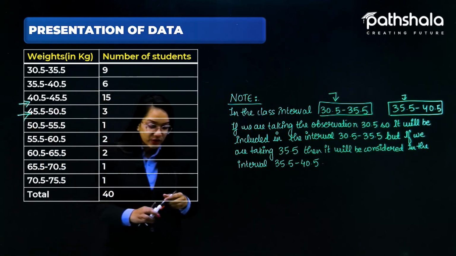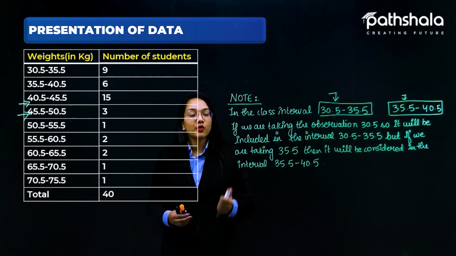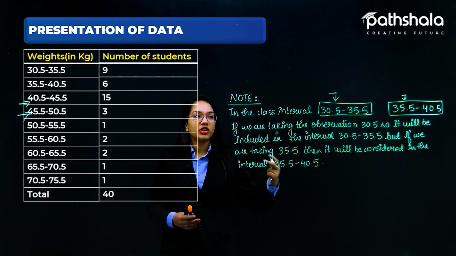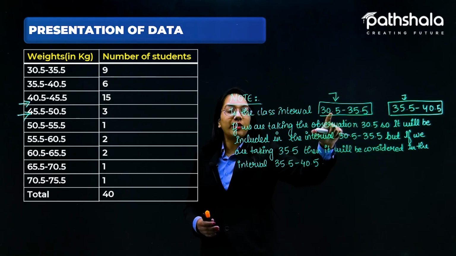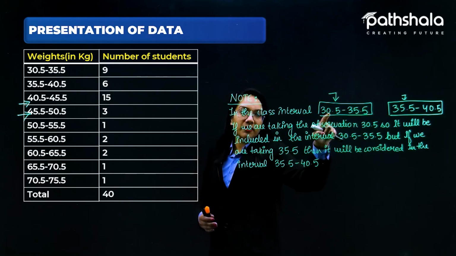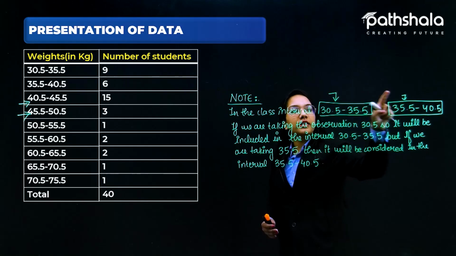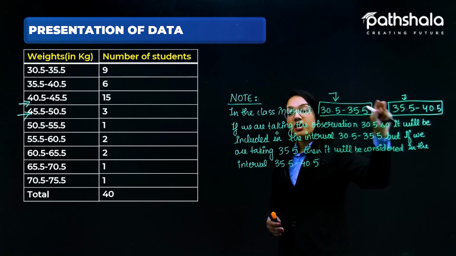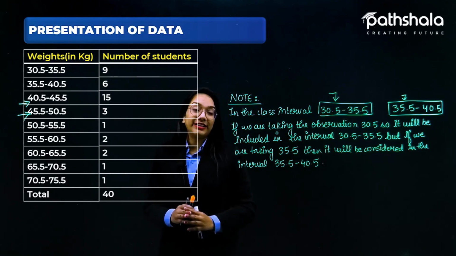This is a very special note related to this presentation of data. Always remember this note, that whenever we have such an observation, the lower limit, 30.5, should be considered in this interval only. The upper limit is always considered in the next class interval, which is 35.5. This is a very special note related to this presentation of data.